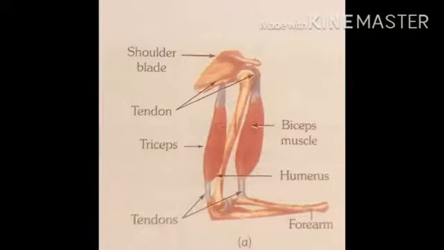Now I am going to show you a systematic diagram of the voluntary muscles and tendons. This figure is also in your book, and the page number is 115. See, the top is the shoulder blade, then you see the tendon, and then triceps in front and biceps backward, tendons between the two joints, and forearms, and then one is the humerus.